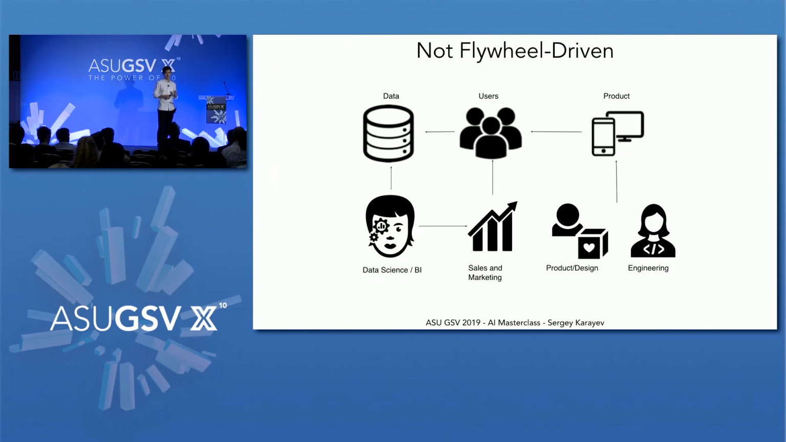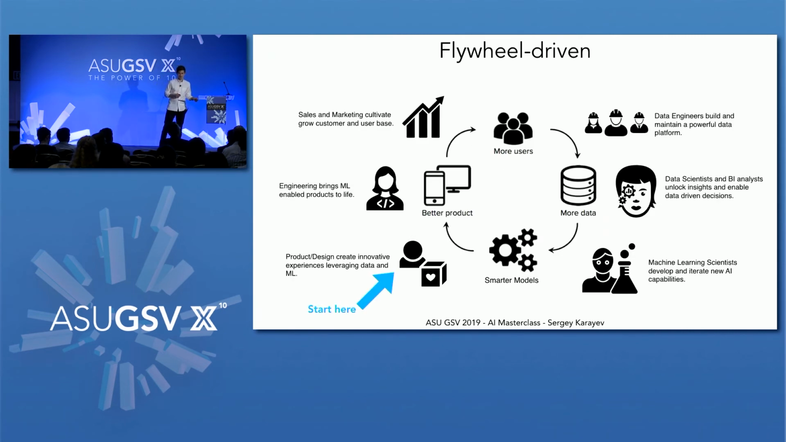Now, what does it look like for a company to be not driven by the flywheel? You might have product engineering build a product. Users use it. Sales makes them pay for it. Users generate data. Maybe you have a data scientist looking at your sales and your data. And that's kind of it. Now, if you're flywheel driven, you might start by creating a product that already understands what the AI is capable of, and builds in hooks to gather data from the users.